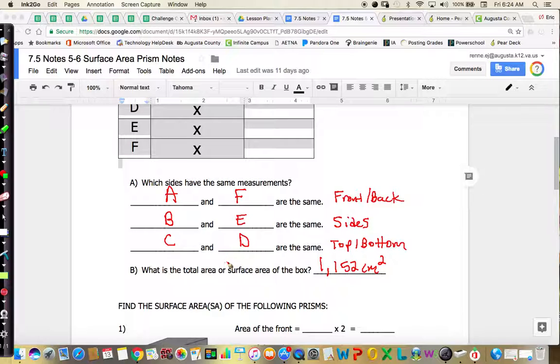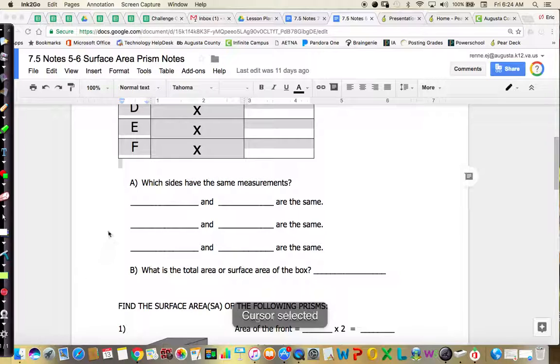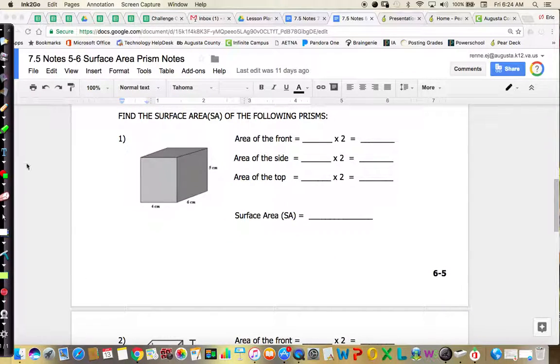Okay, so now we're going to look at a couple different methods. The first method is best used when you have a picture, because then we can label the front, the side, and the top. Let's take a look at number 1. It says find the surface area of the following prisms. There's going to be one here and one on the next page. So let's label our front, our side, and our top.